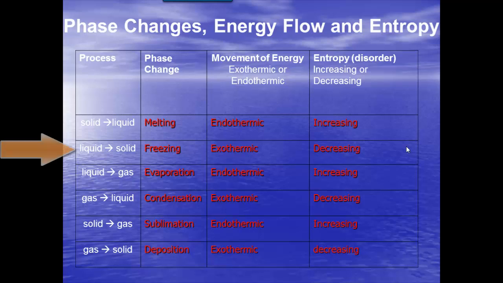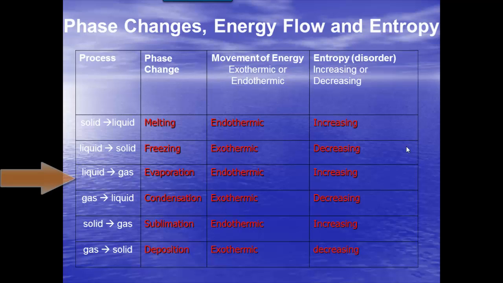In the second row, from a liquid to a solid, this is the opposite of melting, or freezing. If melting was endothermic, freezing is exothermic. We have to remove heat from liquid to make it a solid. And if it's an exothermic process and we're removing heat, the entropy is going to decrease. The disorder will become less.